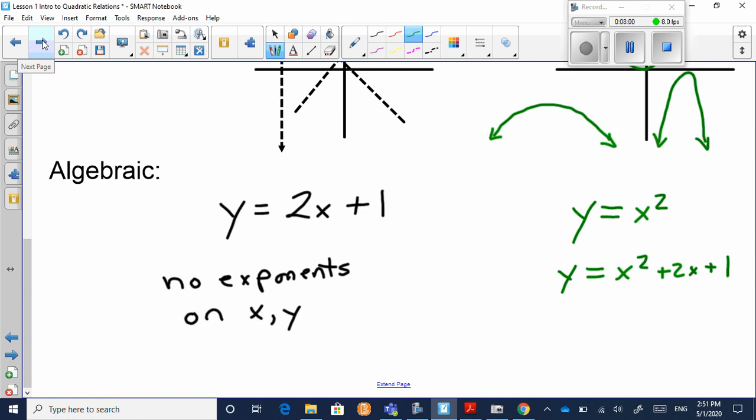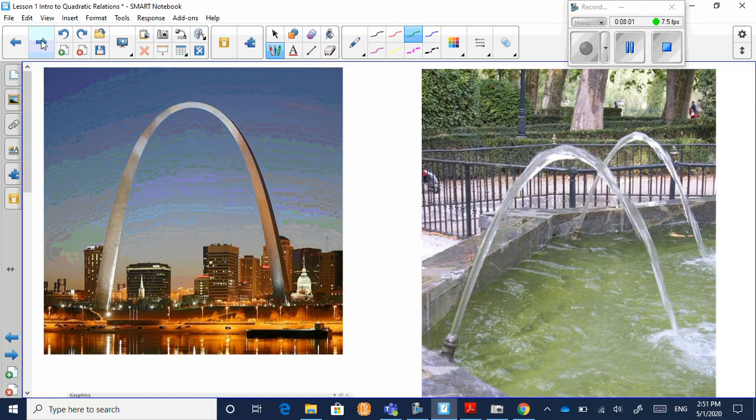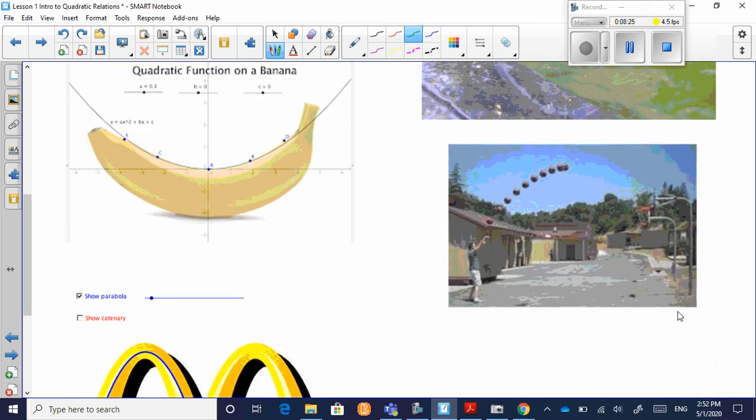Now, there are parabolas in real life everywhere. I just wanted to bring up some pictures here. You can see that there are some great architectural sculptures that are designed as parabolas. Here, this fountain, it's really cool. As the water is shot up into the air, it follows a parabola, and it's an upside down one. In fact, and I'll go to this one next, this basketball.